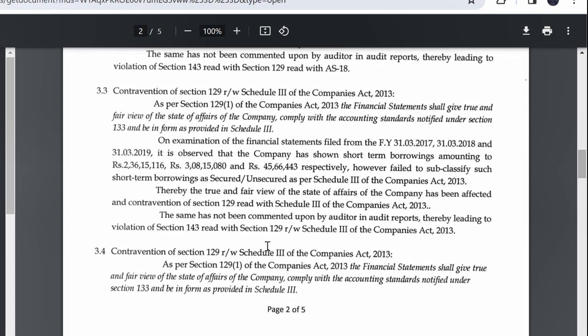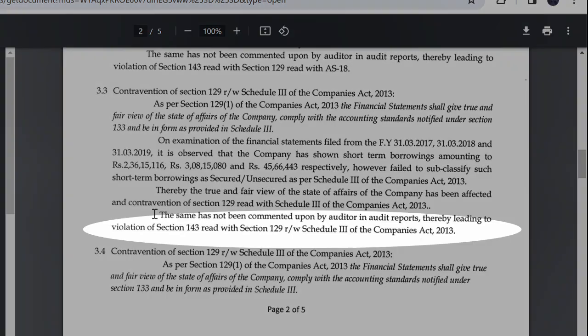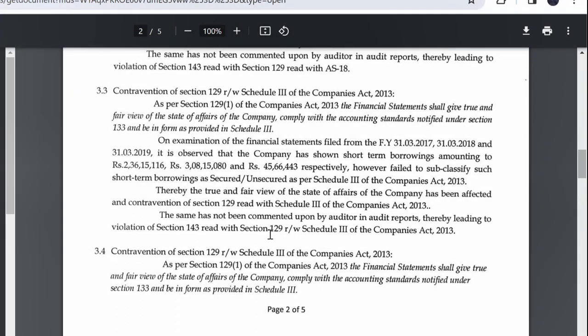Now we know that the preparation of financial statements is the responsibility of the company, but the observation that the ROC has taken is that the same has not been commented upon by the auditor in their audit report. So the auditor has also violated Section 143 read with Section 129 with respect to Schedule 3 of the Companies Act. That's why the responsibility has been cast upon the auditor, as there is a non-compliance with respect to Schedule 3.